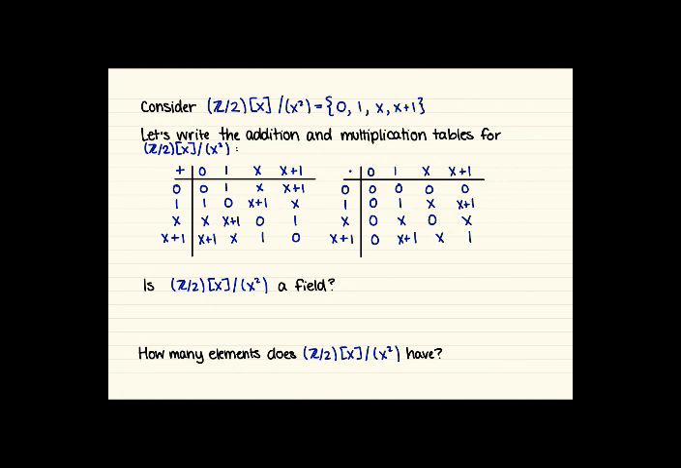So to decide if this is a field, we want to look and see if, based on our multiplication table, it satisfies those extra properties. What's missing is, if you look at the things that we get when we multiply x by different stuff, we never get 1 there. So that means that x does not have a multiplicative inverse, so it can't be a field. For how many elements it has, we can see we've got 4 elements listed here. It's a ring with 4 elements.